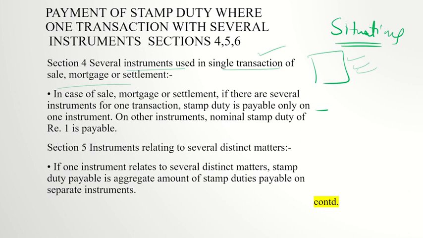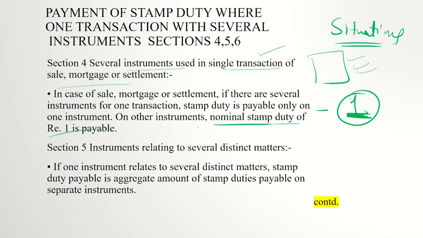In the case of sale, mortgage or settlement, if there are several instruments for one transaction, stamp duty is payable only on one instrument. So we have to understand that only on one instrument we have to pay stamp duty. On the other instruments, nominal stamp duty of 1 rupee is payable. But we have to pay it for the value of the entire transaction. That is important. We don't have to pay for every instrument; for the value of the entire transaction we have to pay.